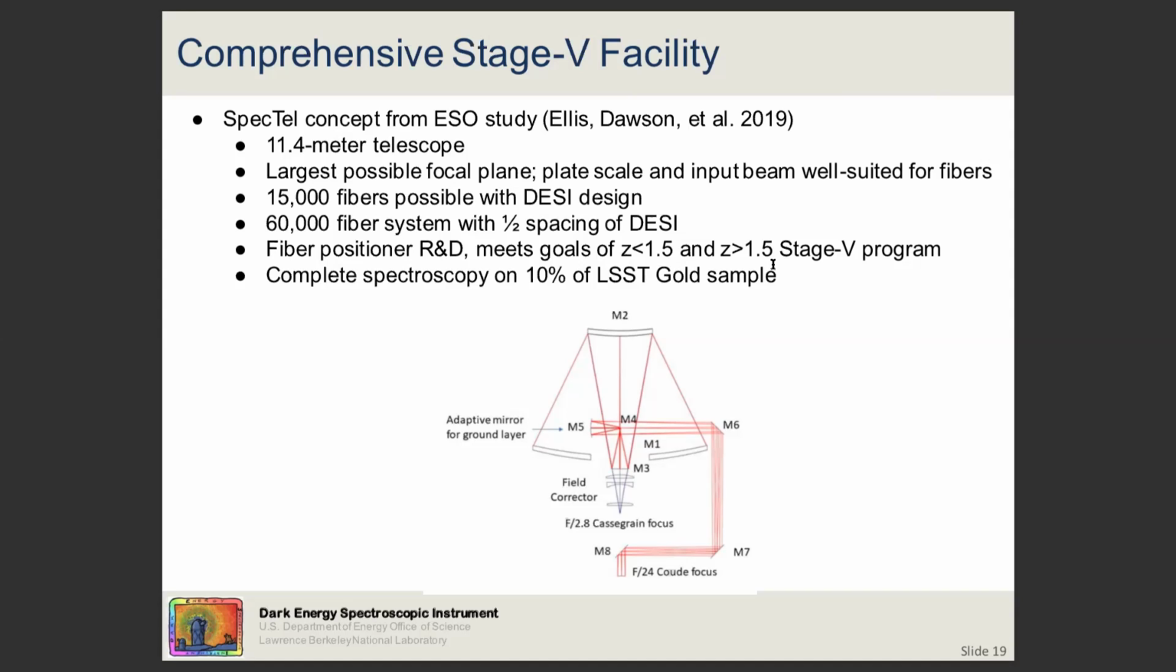And at the end of the day, like David mentioned R&D for fiber positioners, if you get a fiber positioner design that cuts the spacing in half from DESI, you get to that regime where you're on your 12 meter telescope with an order of magnitude more fibers than DESI. So that is the regime that we required for both the low redshift end and the high redshift end of this new discovery space. Okay, and it's called SPECTEL. Here's just a very simple image. And what this would allow is something like 10% of the LSST gold sample.